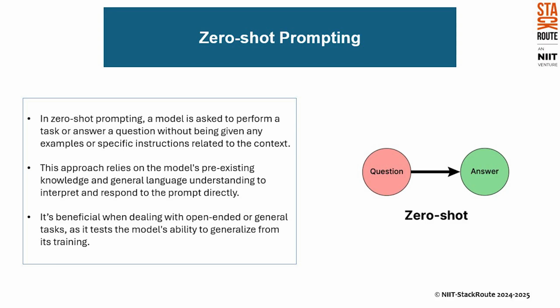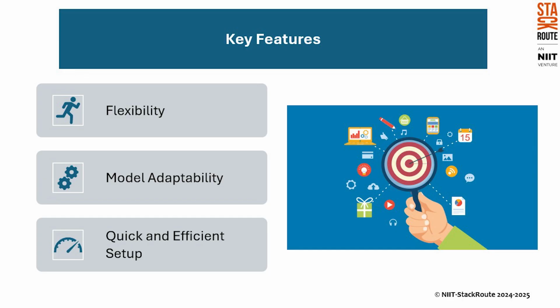In this approach, the model is asked to perform a task or answer a question without being given any specific examples or context. It relies entirely on the model's pre-existing knowledge and its general language understanding to interpret and respond directly to the prompt. Zero-shot prompting can be really useful for open-ended or broad tasks, as it helps us see how well the model can generalize from its training. Now, let's talk about some of the key features of zero-shot prompting.